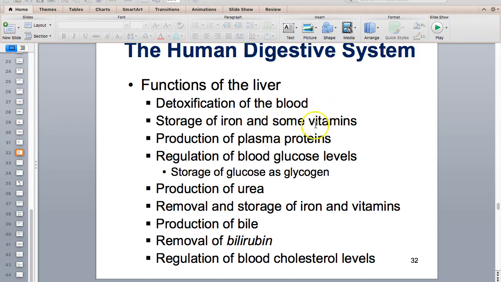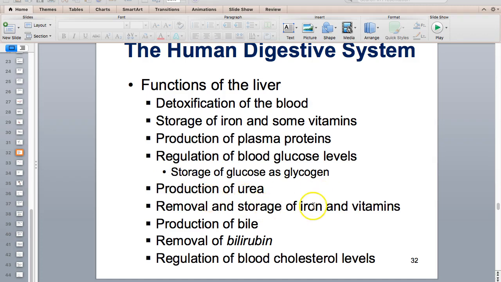Detoxification of the blood, storage of iron and some vitamins. You can see there's a wide variety of functions. But if I ask you what its function is in digestion, you would tell me that it's the production of bile. These are all other functions that are involved in other systems, not necessarily in digestion. However, you should know these as well. Production of plasma proteins, regulation of blood glucose levels. Glucose is stored in the liver as glycogen, and if the body needs glucose, it will break down the glycogen to get glucose.